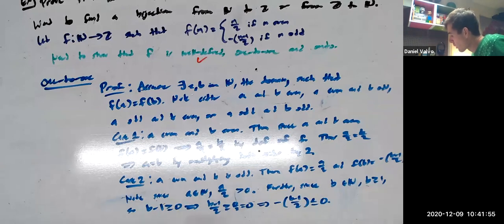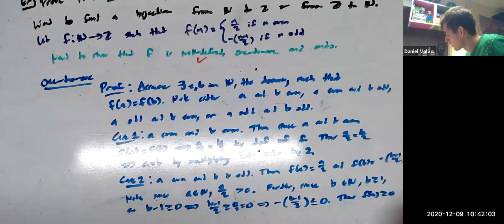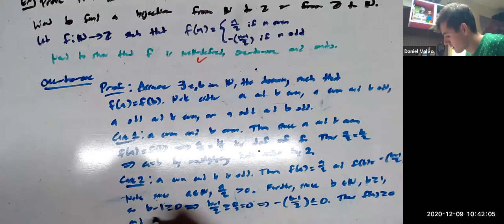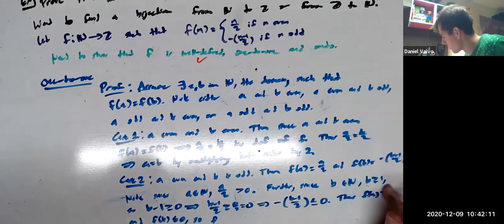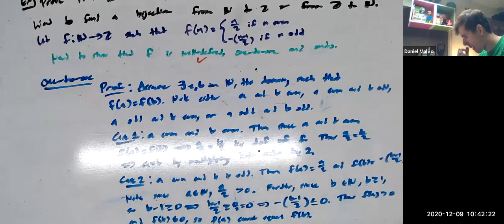But hold on. Since A over 2 is greater than 0, and negative B minus 1 over 2 is less than or equal to 0, thus f of A is greater than or equal to 0, and f of B is less than or equal to 0. So f of A cannot equal f of B. It just can't happen.